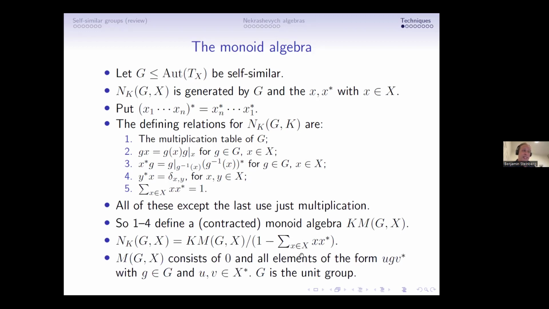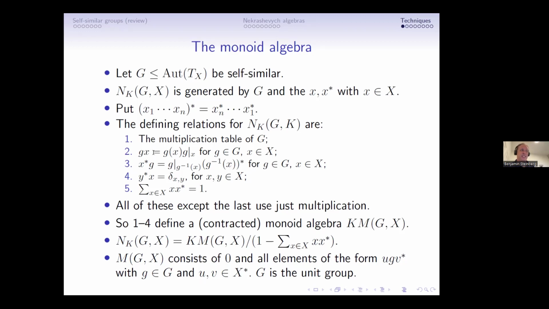And this monoid consists of all zeros and the elements of the form U, G, V star, where U and V are words and G is from our group. I mean, these rules here are basically a complete rewriting system, or a diamond lemma thing, and you can just use these rules to rewrite everything in this form.